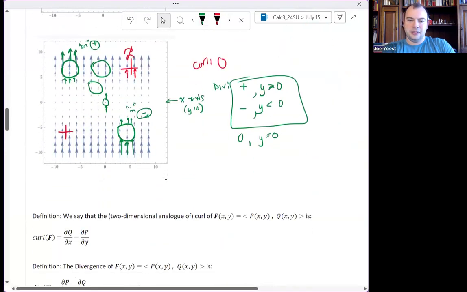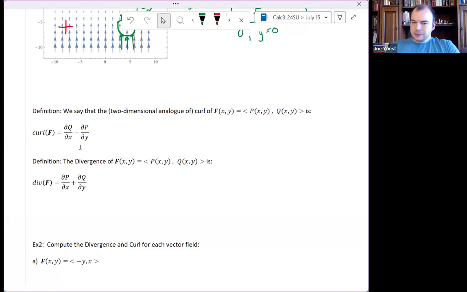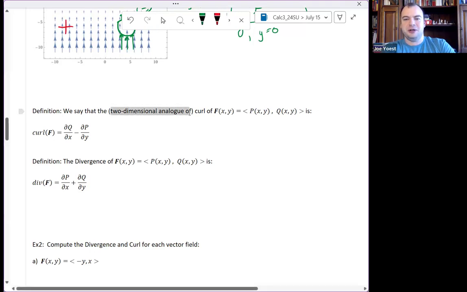Okay, so let's discuss a couple definitions then. So we say the curl of f of x,y, and really this is a two-dimensional analog of the actual curl. So this isn't quite a curl, but we're just going to call it the curl now, the two-dimensional analog of the curl of vector field f of x,y being p comma q is defined to be curl f is dq dx minus dp dy.